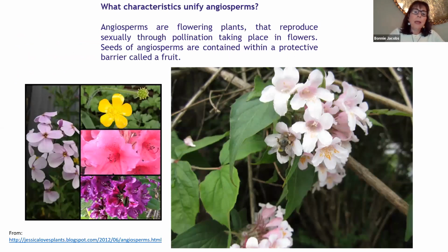So angiosperms are flowering plants. They reproduce sexually through pollination taking place in the flowers. The seeds are contained within this really great protective barrier called a fruit. And so they're very diverse. There are something like 250,000, perhaps more, flowering plant species.